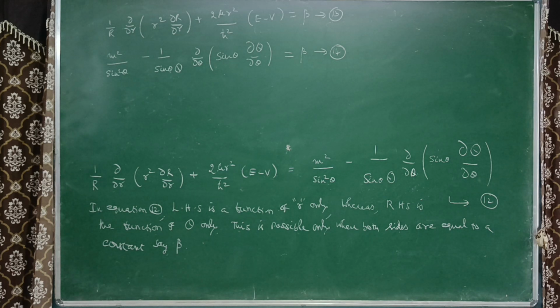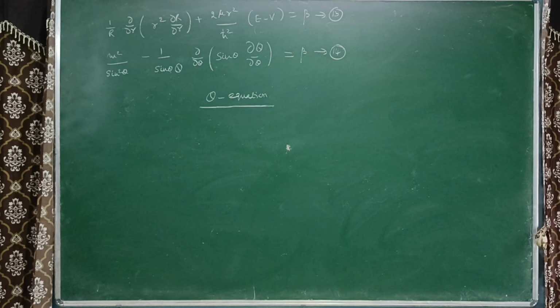In equation 12, LHS is a function of r only, whereas RHS is a function of theta only. This is possible only when both sides are equal to a constant, say beta. I have copied the equations and set them equal to a constant beta. In this way we have equations 13 and 14. Now we have to get our theta equation and the r equation.